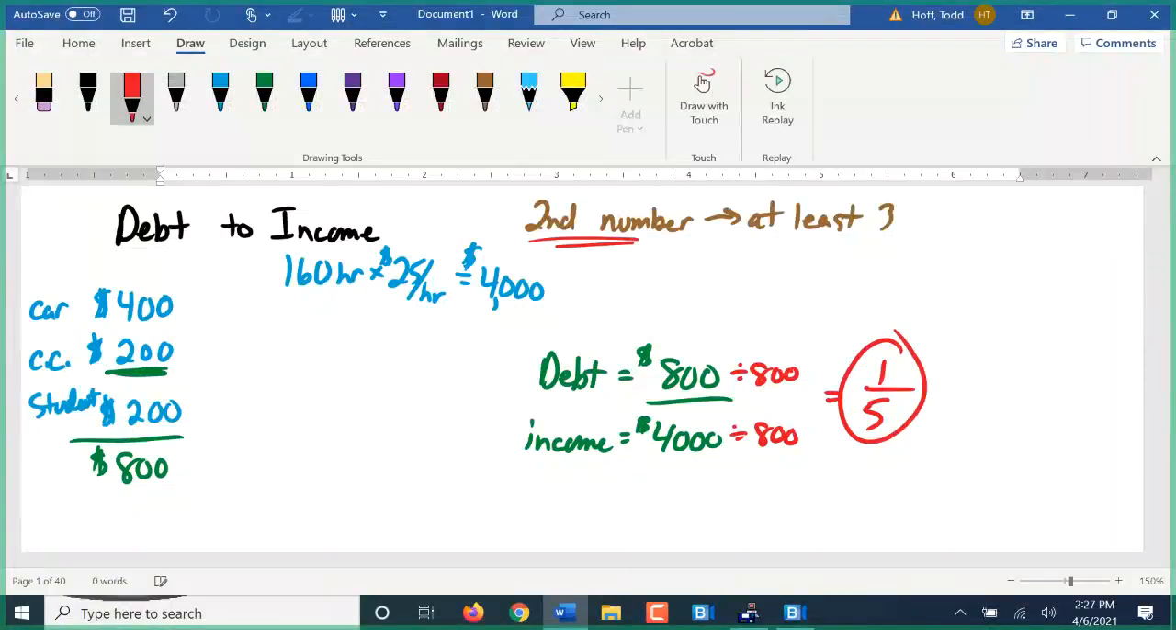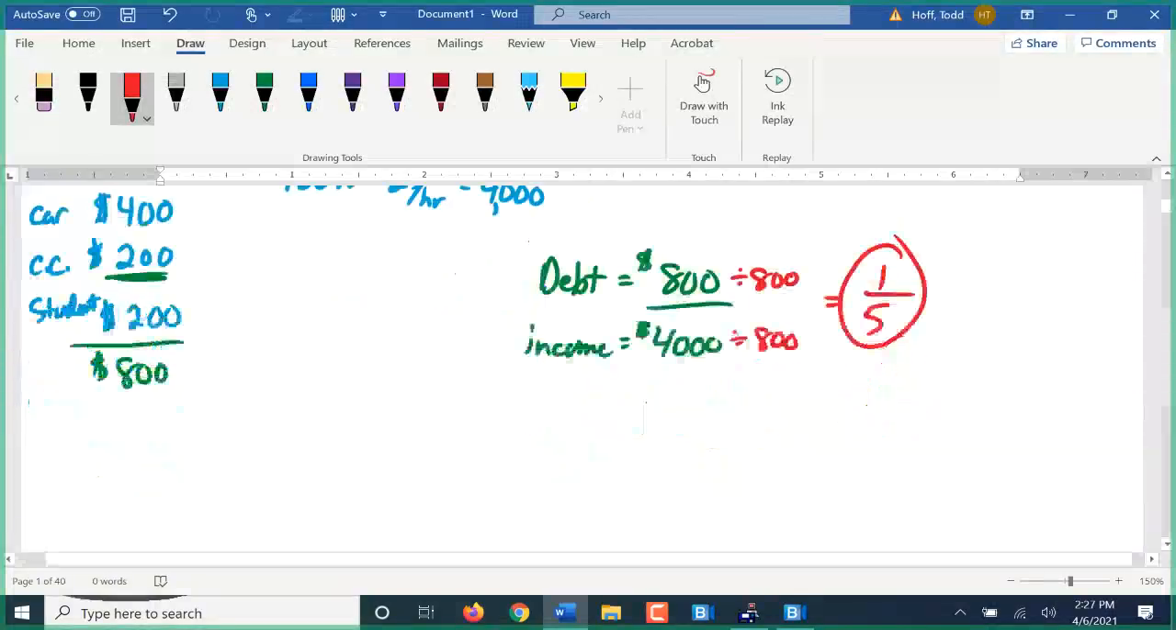Well, we said we wanted that second number to be at least 3. So a 1 to 5 debt to income ratio is actually a very good debt to income ratio. It can change in a hurry. Let's say you want to buy a house.